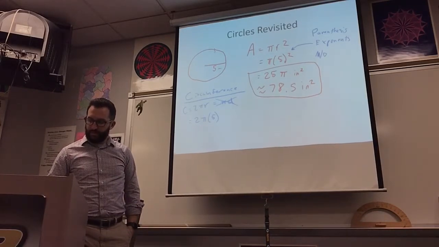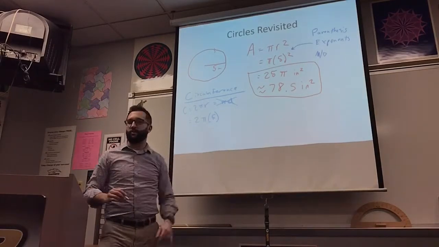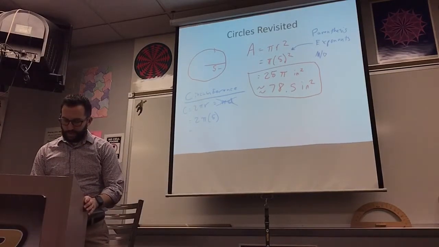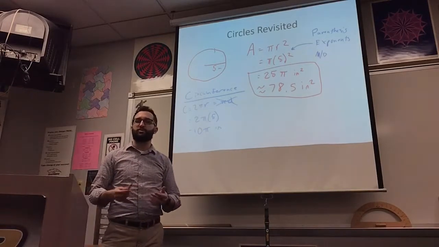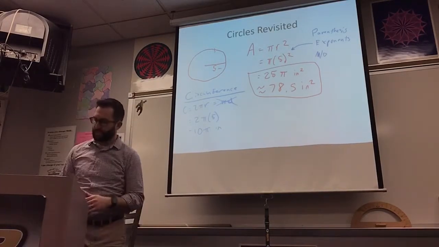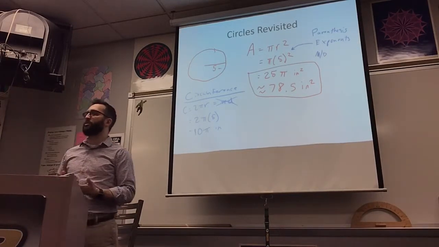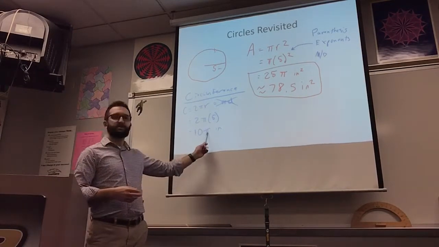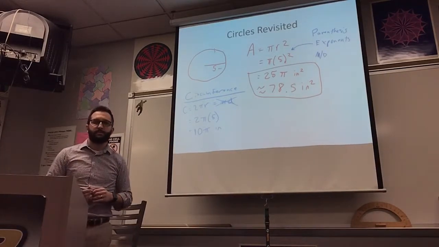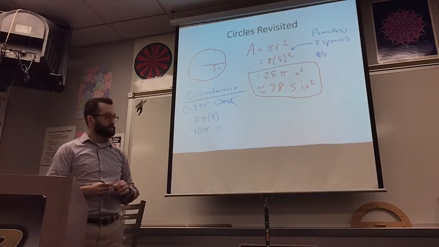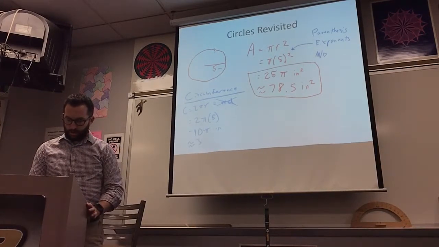Which, when we simplify this, we want to combine our like terms. What are our like terms here? The 5 and the 2. And we get that equals 10 pi inches. Because circumference is the same thing as perimeter. It's the distance around the circle, right? And then we know that our answer should be approximately 30, right? 10 times a little bit more than 3 should be a little bit more than 30. And we get 31.4. Good, inches.